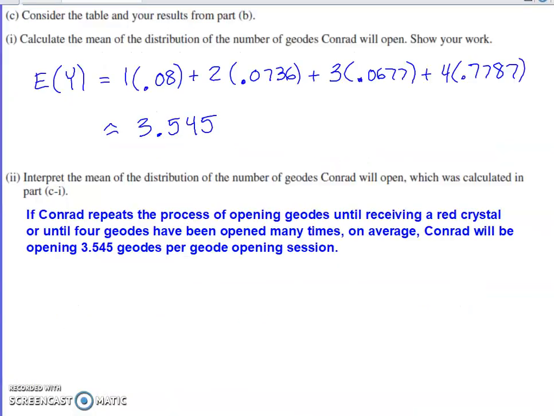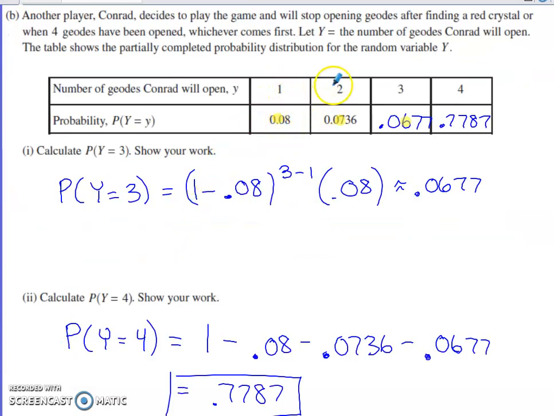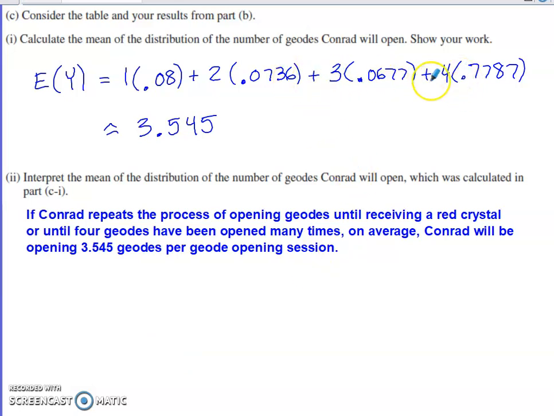So basically I'm just taking that table that we computed and filled out back in part B, and I'm multiplying the values that are one above the other, adding what I get when I do this multiplication, adding what I get when I do this multiplication, and adding what I get when I do this multiplication. It does ask us to show the work, so we would have to show that top line, and then if you fire that into a calculator, what you end up figuring out is the expected number of geodes that Conrad's going to open when he goes through this process is 3.545.